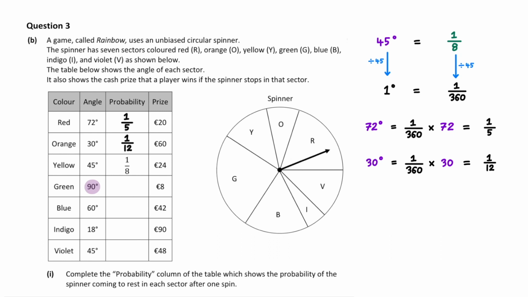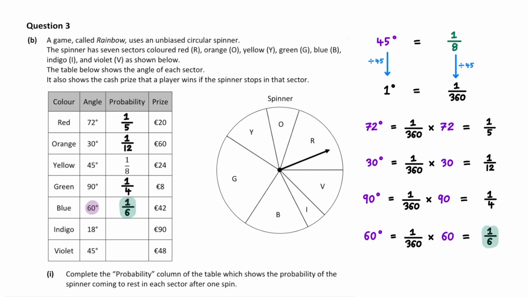Green has a 90 degree angle, so the probability will be 1 over 360 times 90. This comes out as 1 over 4. Blue has a 60 degree angle, so the probability will be 1 over 360 times 60. This comes out as 1 over 6. Indigo has an 18 degree angle, so the probability is 1 over 360 times 18. This comes out as 1 over 20.